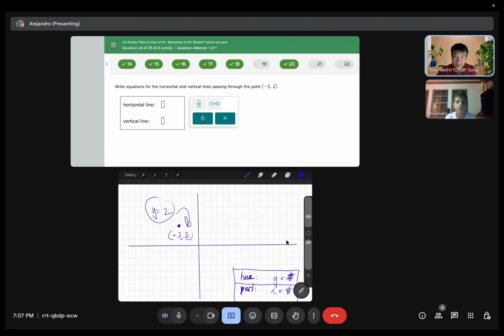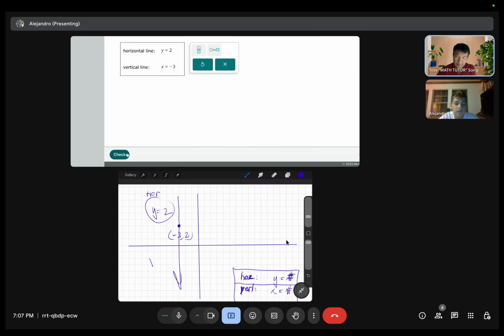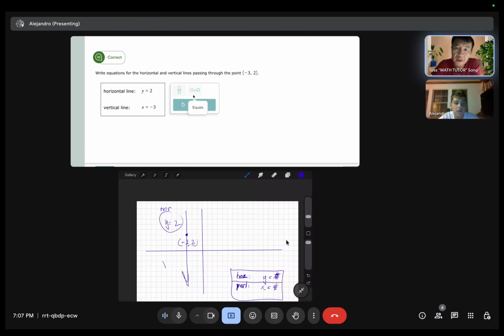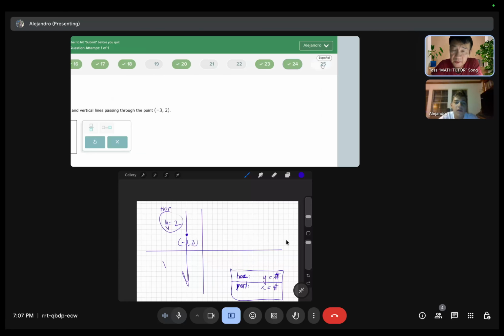You use the y value. And then, yeah, so this is your horizontal. And vertical, it will be x equals -3. It will go through looking like that. Okay, so try to remember that one. I'll try to remember to review this with you. Okay, last one, 25.